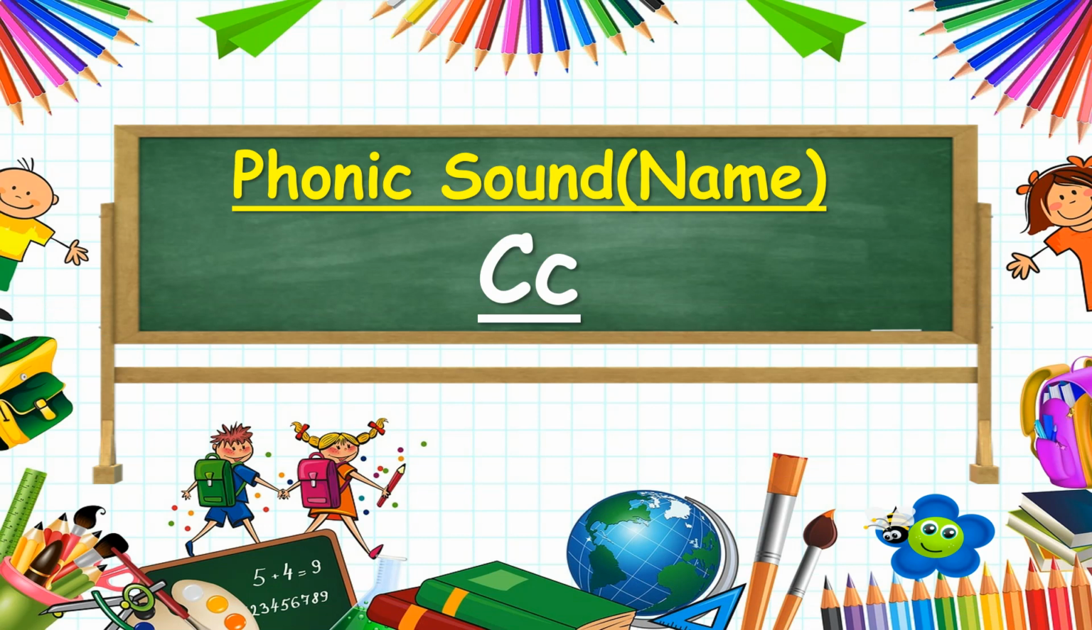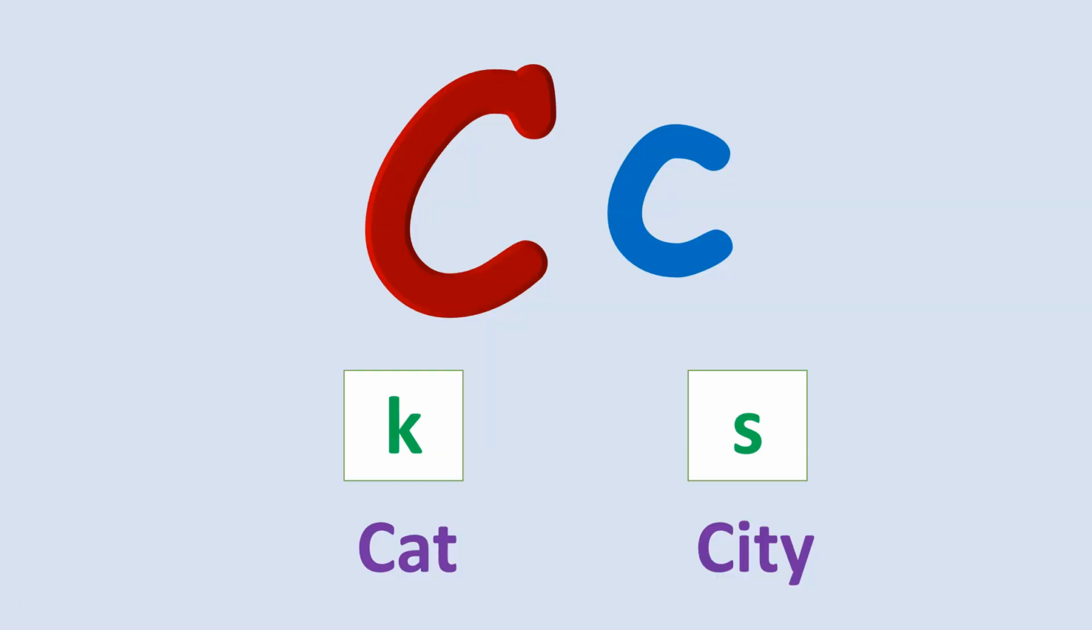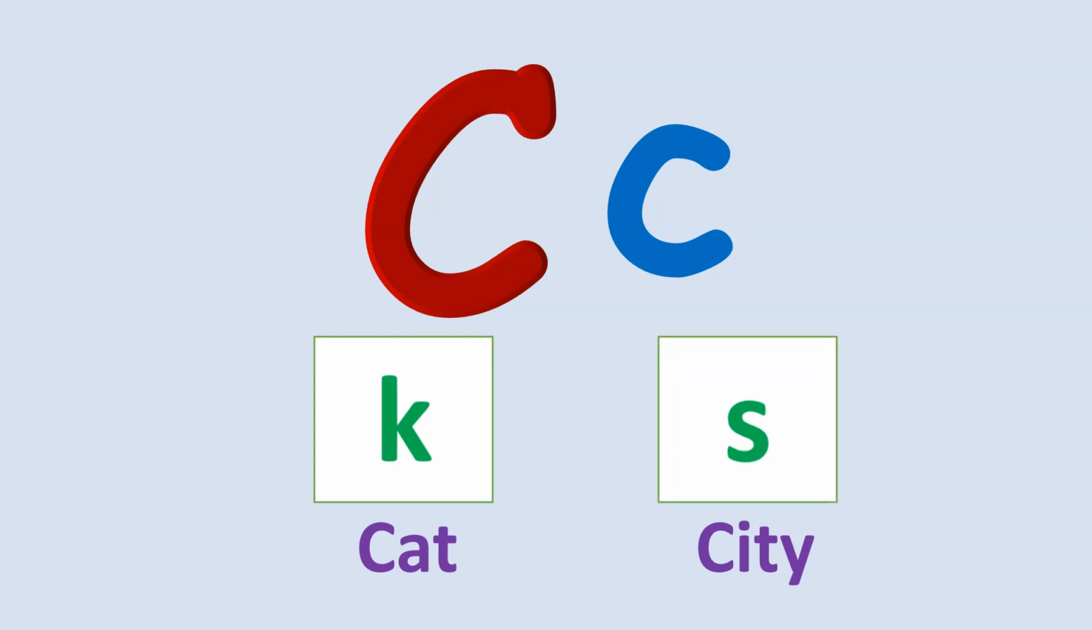Phonic sound or phonic name of letter C. Letter C sounds two different ways. Sometimes C sounds like a K, like in cat, and sometimes letter C sounds like S, like in city. Let's see, when should we call letter C like K or like S?